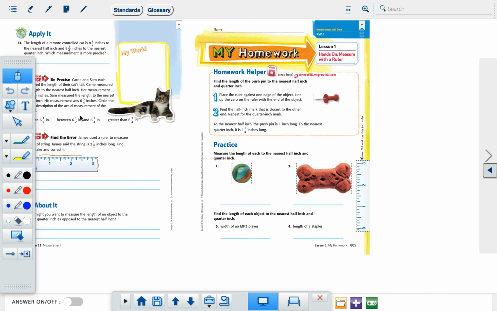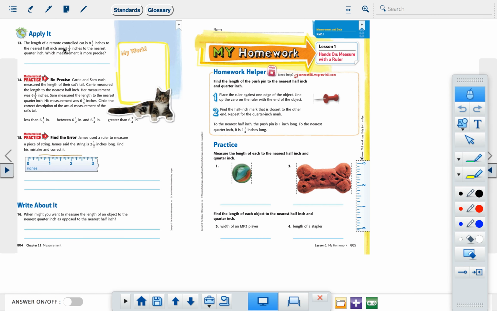You're going to go ahead and work on the word problems here. You move this over so you can see a little better. The length of a remote controlled car. We have 1/8 of an inch and 1/4 of an inch. You'll have to read a little bit better, but we're going to talk about which is more precise. Precise means a closer answer, a more accurate or exact answer. Okay? Be precise. Which answer is closer to the actual length? Is it going to be 1/4 inches or is it going to be 1/2 inches? And here, find the error that the person made, and then you'll write about it. Make sure you answer in complete sentences.